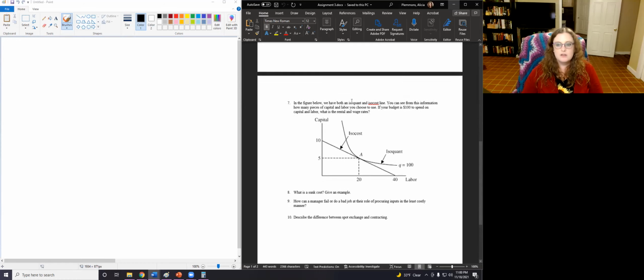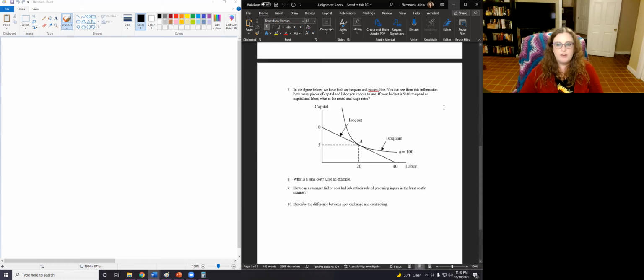Those are variable costs. All right, then we got to number 7, which gave us both an isoquant and isocost line. Y'all overthought this one. Not all of you. I'm talking about like 3 or 4 of you, but 3 or 4 of you really overthought this one.